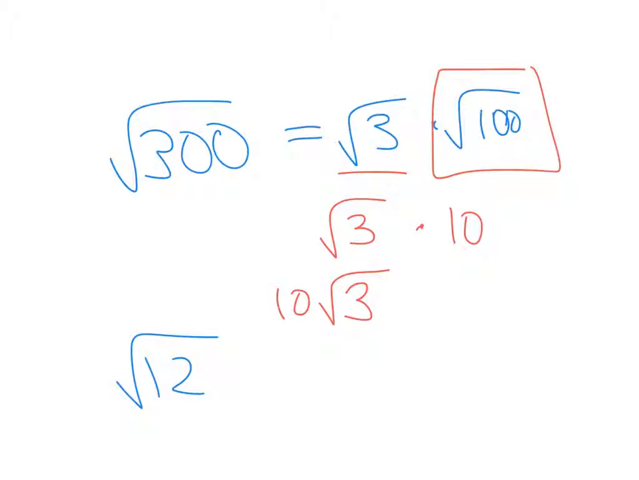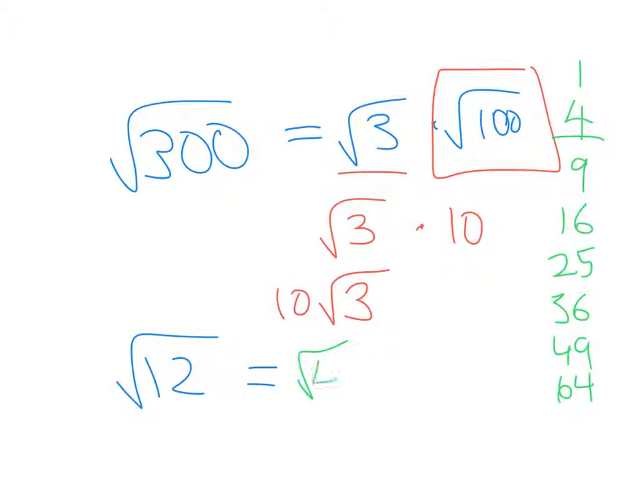So let's say we have a new problem, radical 12. I'm looking for a way of using one of those perfect square numbers, and I just wrote the perfect square numbers in green on the right hand side. So how can I make a multiplication problem that involves one of these numbers? Well, I can do it by using 4. So it's going to be radical 4 times radical 3, because when I multiply those two together, I'm going to end up with radical 12. The square root of 4 is 2, so it's just going to be 2 radical 3. That's the simplified version of that radical.